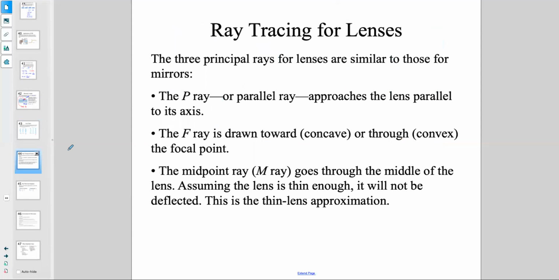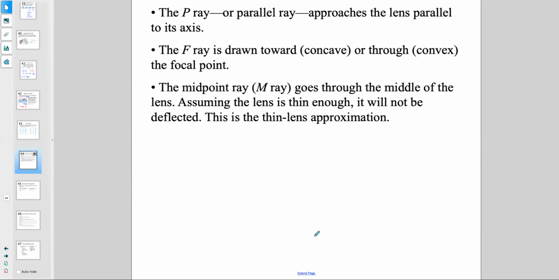There are three different types of these rays, and they are similar to the mirrors. The P ray, or parallel ray, approaches the lens parallel to its axis. The F ray is drawn towards concave or convex. It will go towards the focal point, and the midpoint, or the M ray, goes through the middle of the lens. Assuming the lens is thin enough, it will not be deflected at all. So let me show you what I mean.